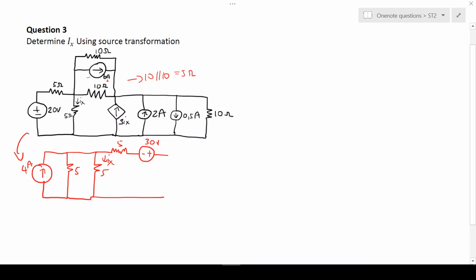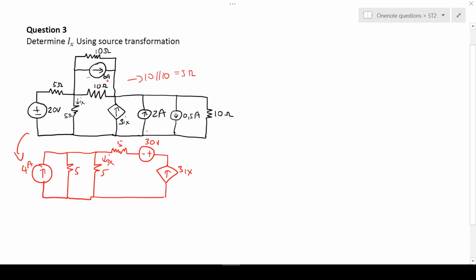Alright, then what I can do on my right hand side, we'll notice that I've got 3 current sources, 1 dependent, 2 independent, and a resistor in parallel. I can add all of these current sources together to result in one current source, and the value of this current source will be 3Ix plus 2 plus 0.5. Rather, it should give you a value of 3Ix.